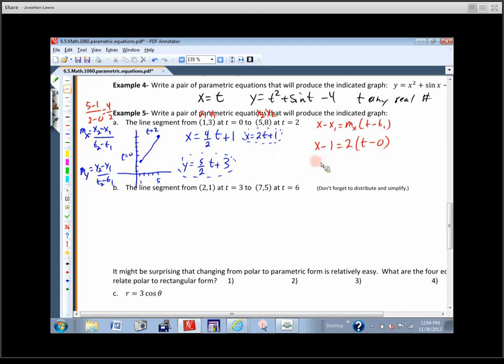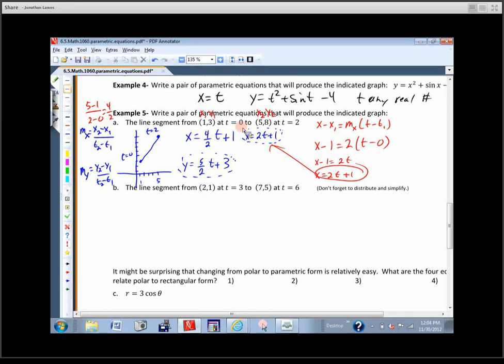Now if this works, it better give me this equation right here. And look what I get. x minus 1 equals 2t. x equals 2t plus 1. I get the right equation. And you can do the same thing with y.